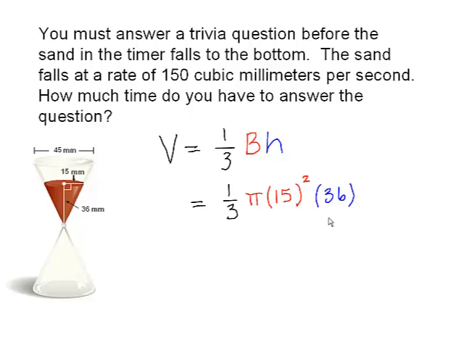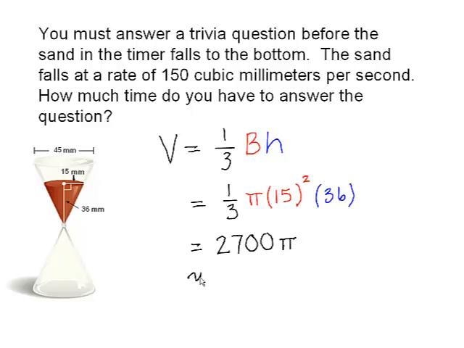Now we're ready to simplify. First, notice that 36 times 1/3 can be multiplied easily because 36 is divisible by 3. So 36 divided by 3 is 12. Then we multiply 12 by 15 squared. 15 squared is 225 times 12 is 2,700. And then we multiply by pi.